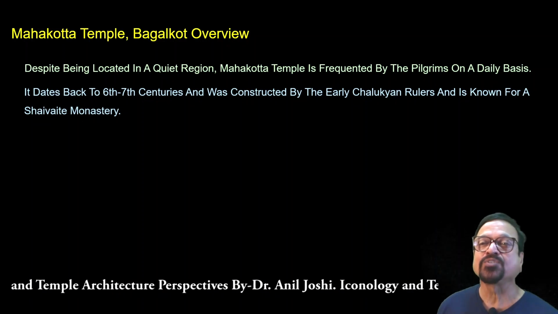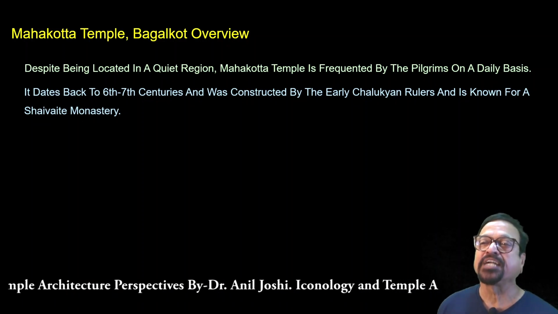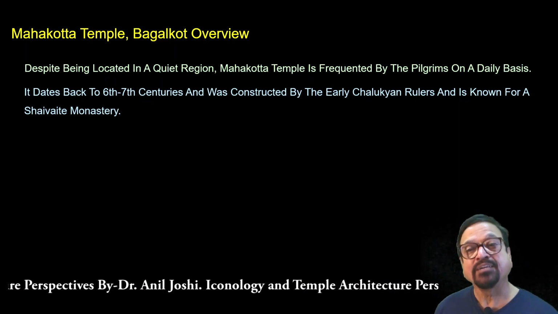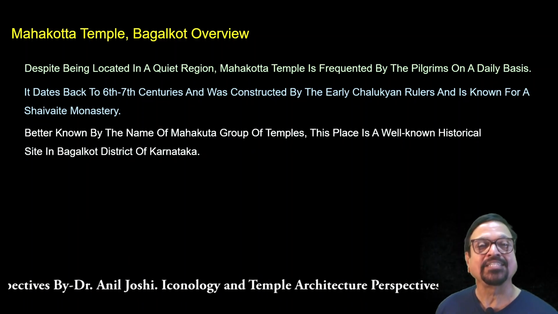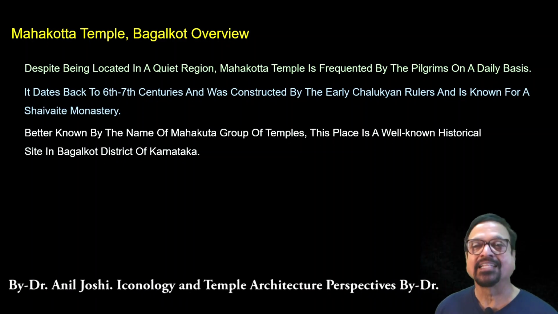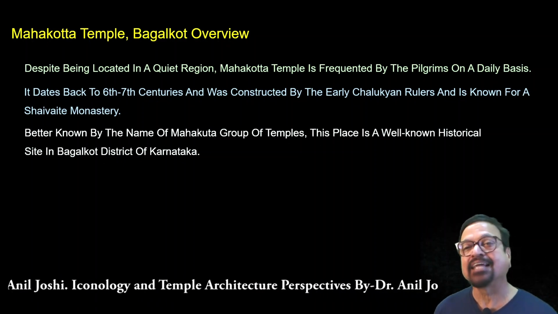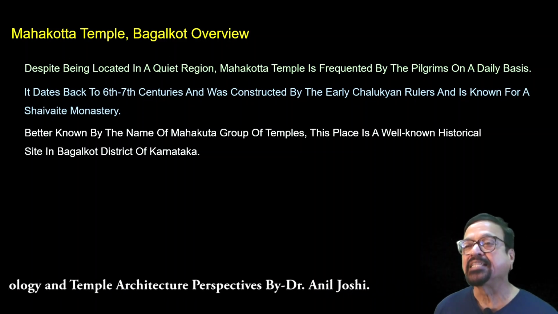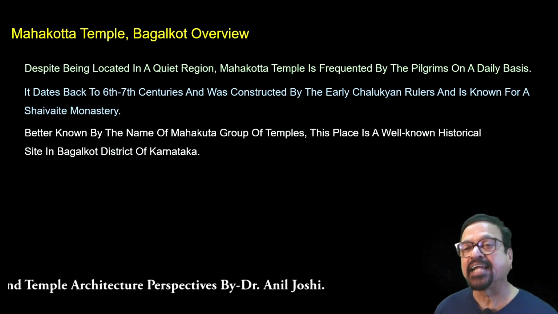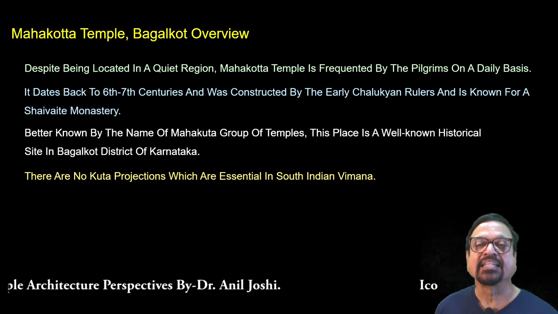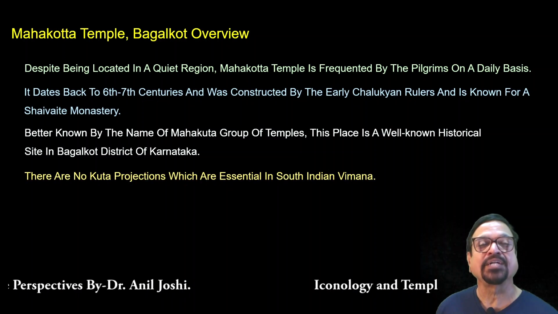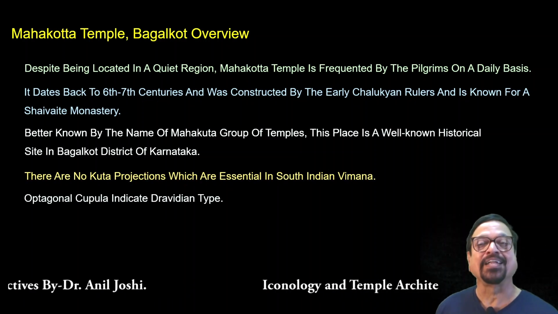It dates back to the 6th or 7th century and was constructed by the early Chalukya rulers. It is known for a Shivite monastery, which we'll see when we look at the temple architecture, where Nandi has to be present, and other things. It is better known by the name of Mahakota group of temples. This place is a well-known historical site in Bagalkot, Karnataka. There are no Kuta projections, which are essential for South Indian Vimanas. So the Vimana is different here.